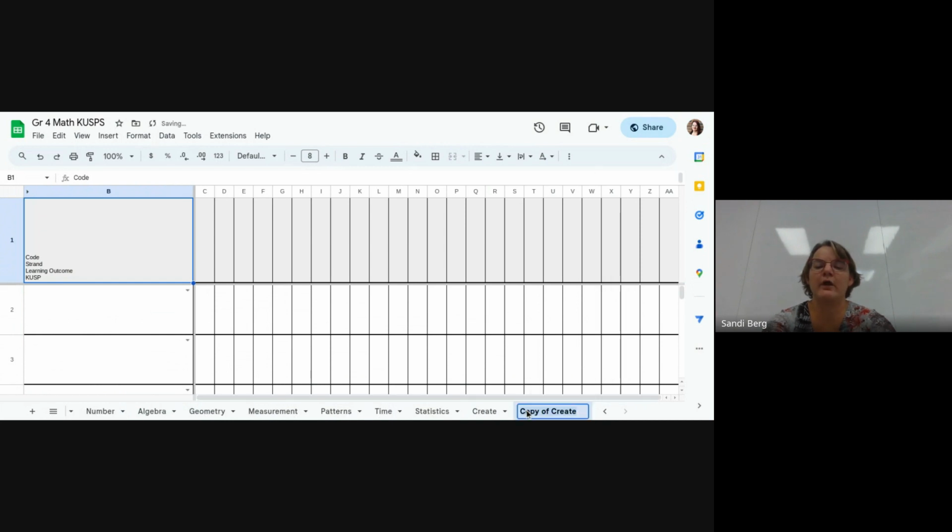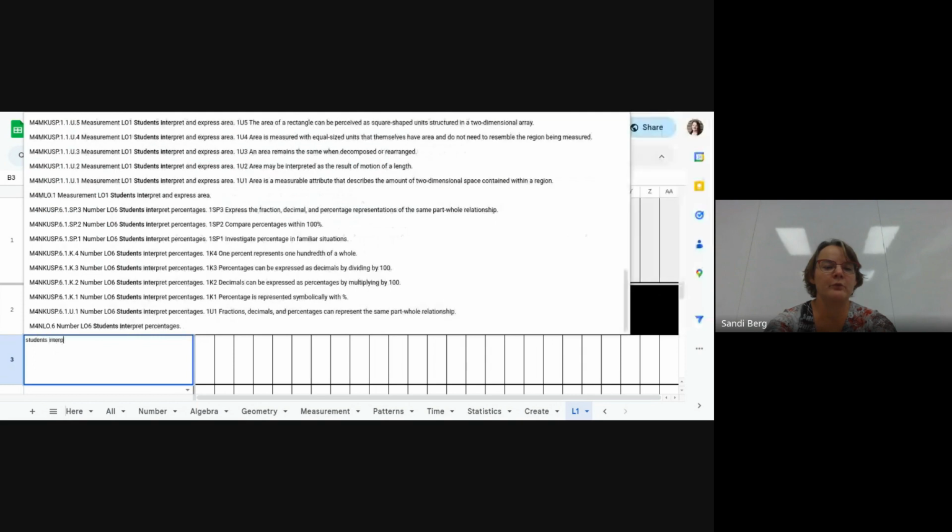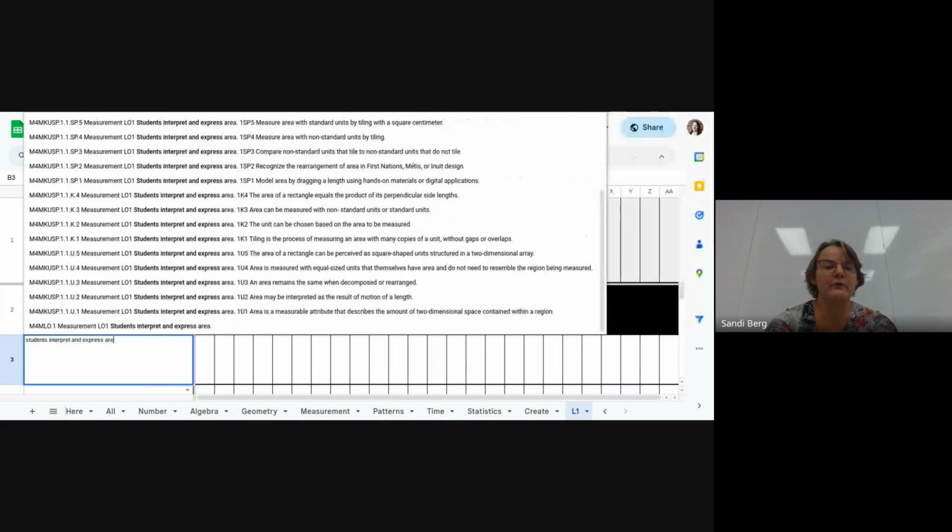And I'll just call it L1 for now, because this is my lesson. And this is step 1. So I'm just going to call this step 1, concrete, building numbers with tiles. Okay. And then this is the first outcome I'm looking at: students interpret and express area. There it is. So I'll just pick that one.